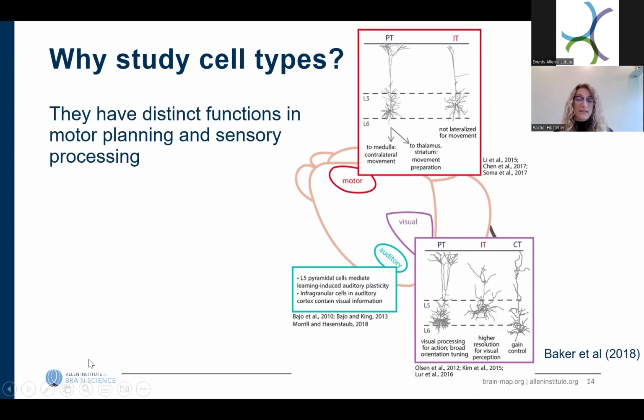We also see differences in the auditory cortex. Specifically, layer 5 PT cells are involved in learning-induced plasticity, and other infragranular cells in the auditory cortex are actually involved in processing visual information.